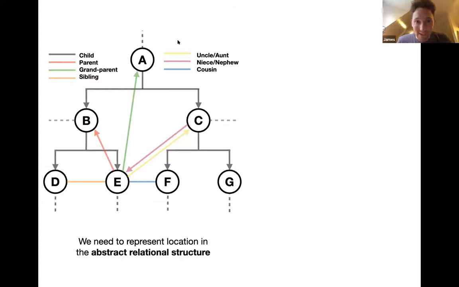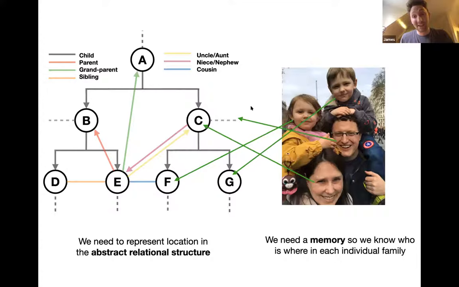And the other component is, now I've got this abstract thing, how can I link this abstract space to the real world? And so here, for example, we've got the lovely family of Tim, and each character there takes a particular location in this family graph. Tim's a father, Louise's wife, and et cetera. So it's really two things. Can I represent this abstract structure? And can I have memories so I can bind together specific instances to places in this family tree?